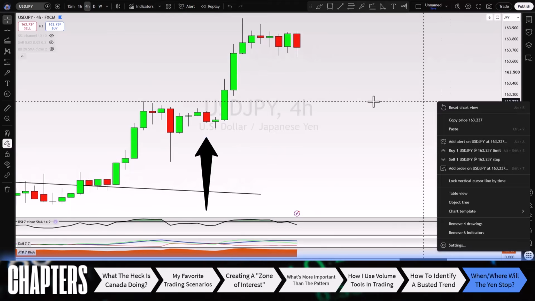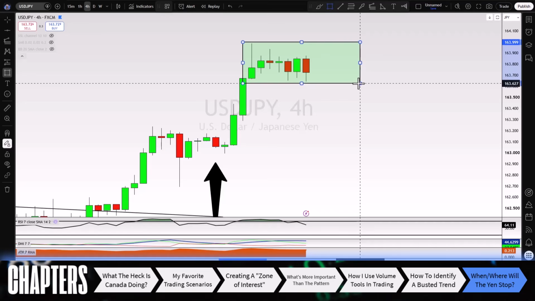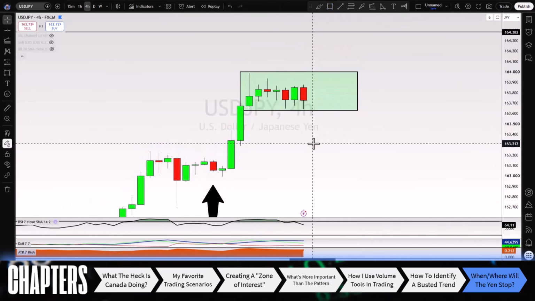Now, this formation is going to be called a high and tight flag formation. And when it comes to flag patterns, there's three ways to trade this. There's the before, the during, and the after. And we'll focus on two of them for today's session.